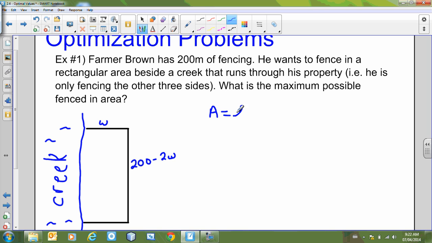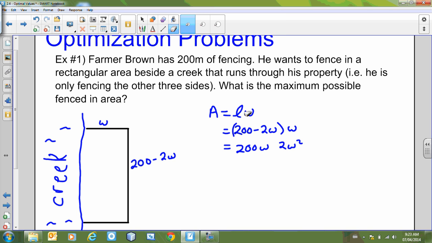Now, how do we find area? Area is length times width for rectangles. The length in this case is 200 minus 2W. And the width is, of course, just W. And so if I expand this, I'm going to expand it: 200W minus 2W squared. So that becomes my function now to represent the area.